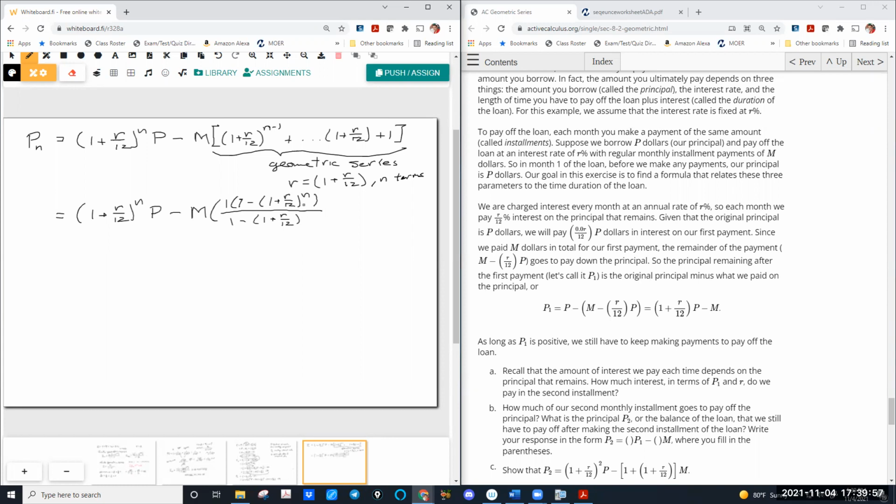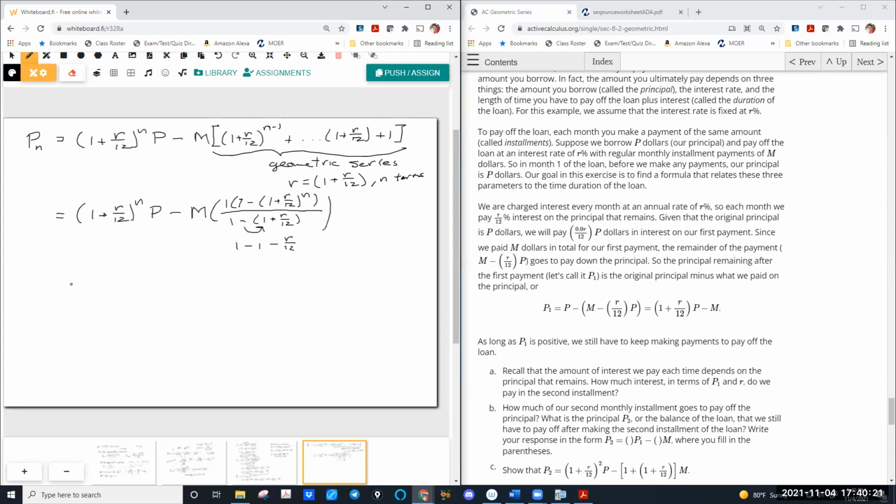This is that same formula we used last time. We can make this a little bit easier to work with. If I distribute this negative, I'm going to end up with 1 minus 1 minus R over 12. Remember what happens when we divide by a fraction? We can multiply by the reciprocal.